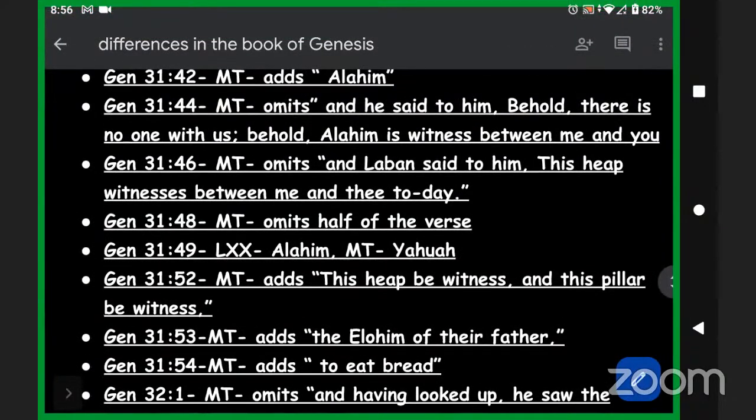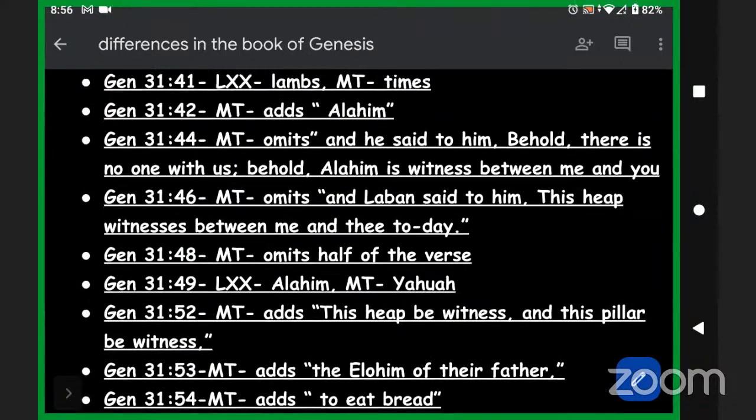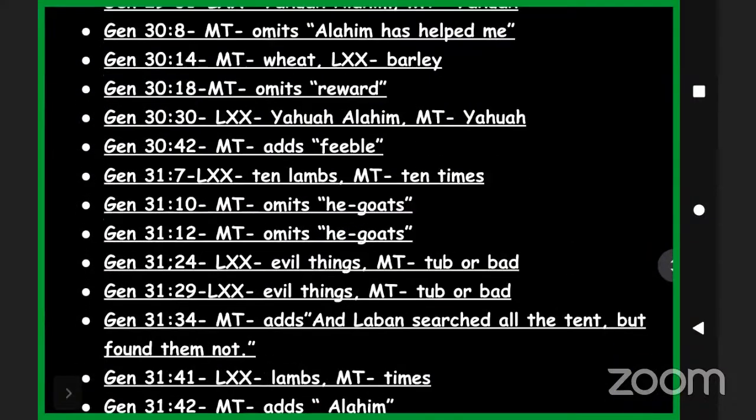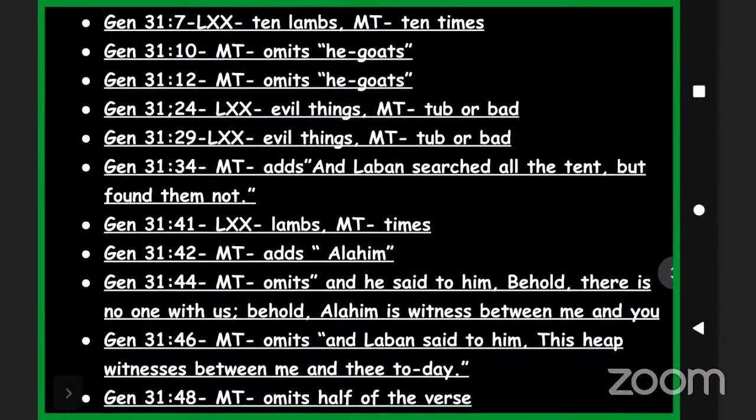So here we got Genesis 31. Oh, hold on. So we went through that. All right. Genesis 31, verse 7, not 37, my bad. Genesis 31, verse 7: the LXX has 10 lambs. The Masoretic text has 10 times.